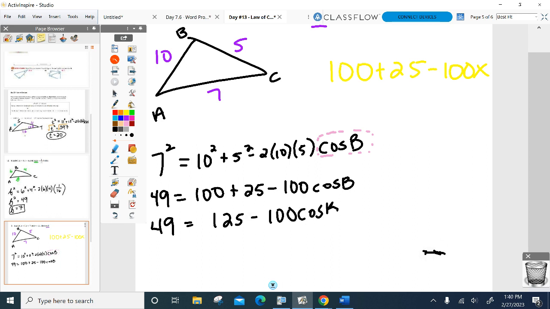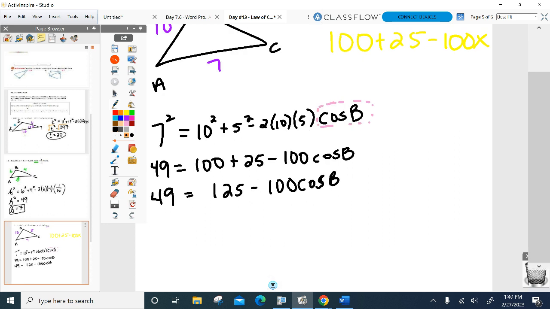I know it's tempting to write down 25, right? You can't combine them. We just proved that up here. We cannot combine those. Now I need your algebra help. I need cosine B by itself. So that's got to go get out of here. What do you want to move over first, and how do you move it over?